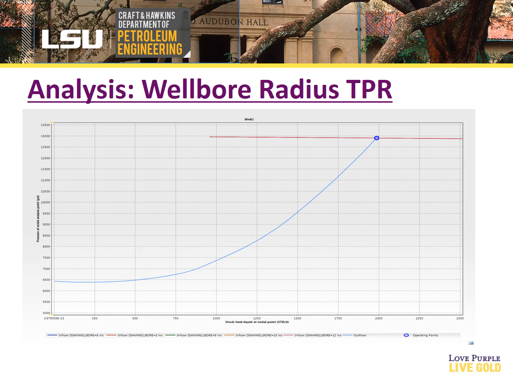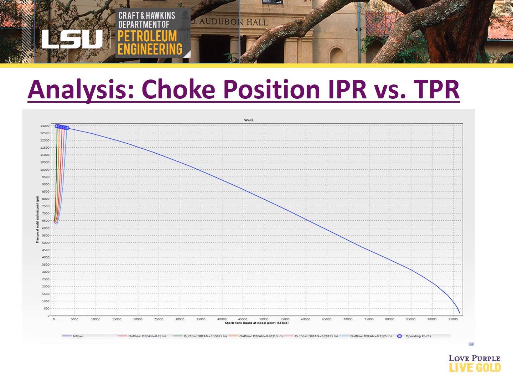This graph is a zoomed version to show the TPR of the previous graph, and as you can see, the TPRs are identical in all wellbore radiuses. This graph shows the IPR versus TPR at the various choke positions we discussed earlier. As we can see, we finally got some TPR deviation in our graph.